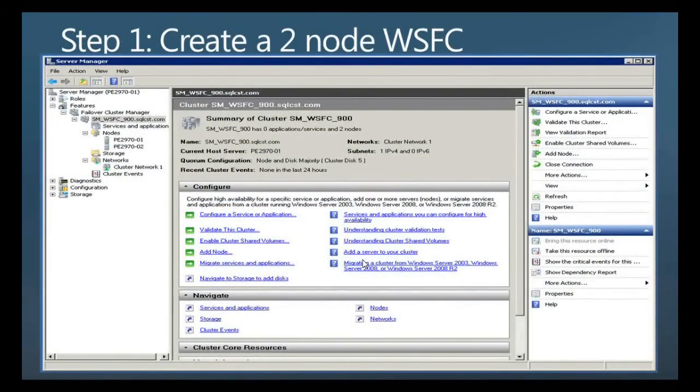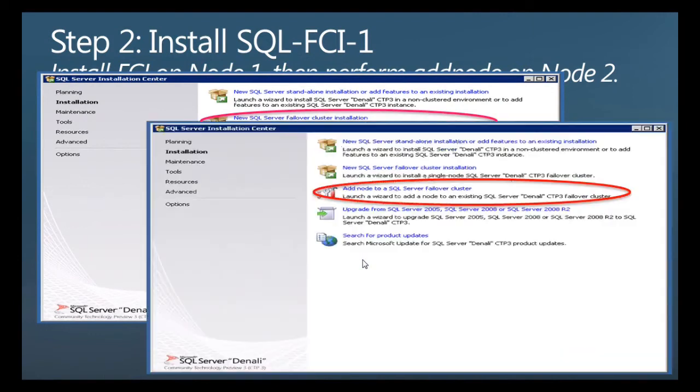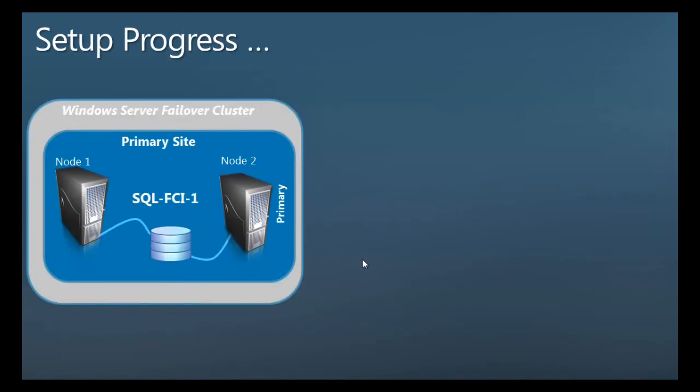Here are some screenshots of the steps for how you create the Windows Failover cluster instance with 2 nodes and configure asymmetric storage. You set up the cluster first, and you do a new SQL Server failover cluster installation. Then you add a node, so that's when you finish your first site installation.